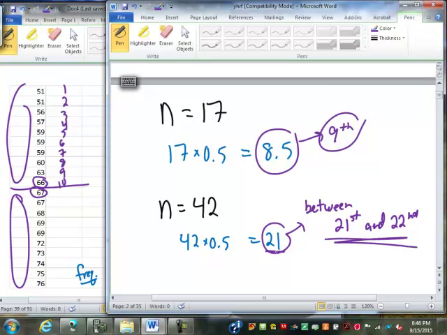What this is saying is there's 21 numbers before the median. So it's got to be between that one and the next one. The previous one was saying there's 8.5 numbers before the median, so the next number in the list would be the center. We'll come back to that in a little bit.